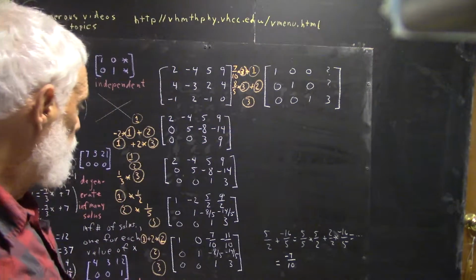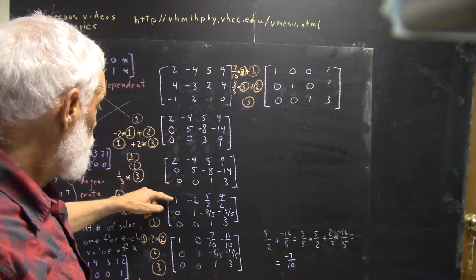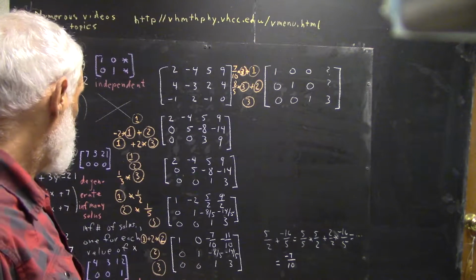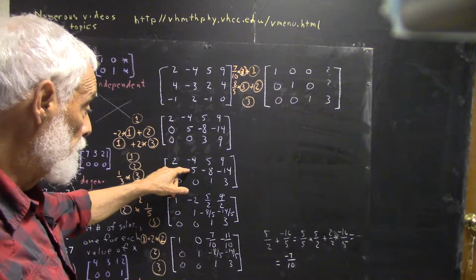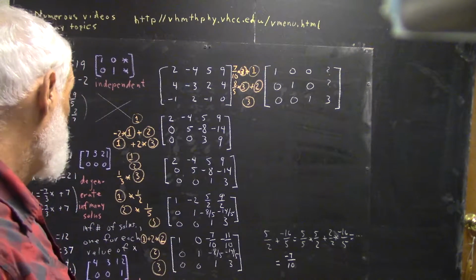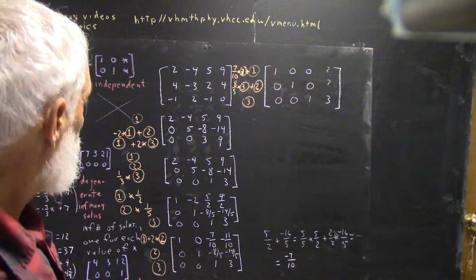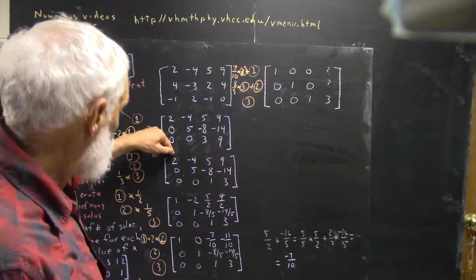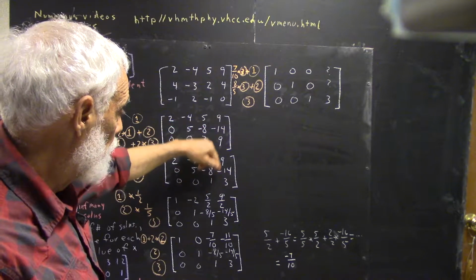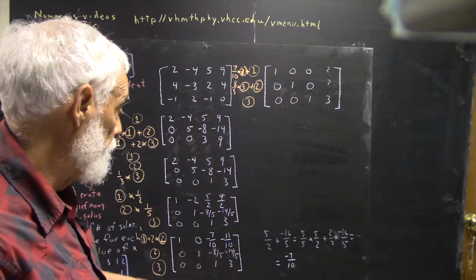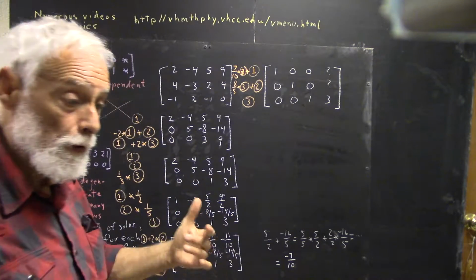And the first thing we do is we go ahead and we multiply the first row by 1/2, which is going to make this number 1. We multiply the second row by 1/5, so that this number here becomes 1. And of course the rest of the numbers follow along. So 1/2 of 2 is 1, 1/2 of -4 is -2, 1/2 of 5 is 5/2, 1/2 of 9 is 9/2. And we do this with fractions. We don't do decimal approximations.